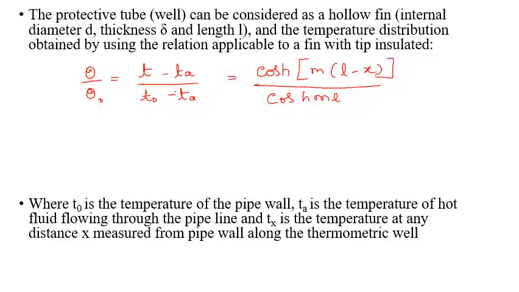So here T naught is the temperature of the pipe wall, Ta is the temperature of the hot fluid flowing through the pipeline, and Tx, or T in this case, is the temperature at any distance x. So here we are using a distance L. So rather than Tx, I can say TL is the temperature at any distance x measured from the pipeline along the thermometric well.